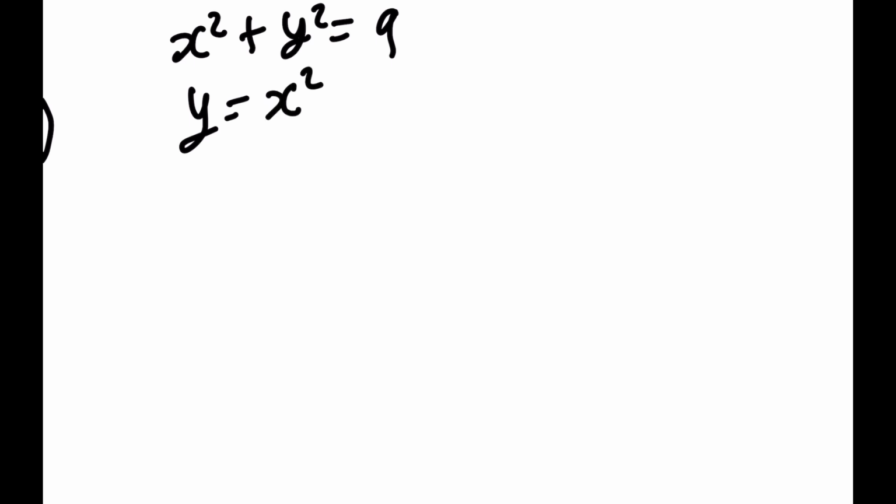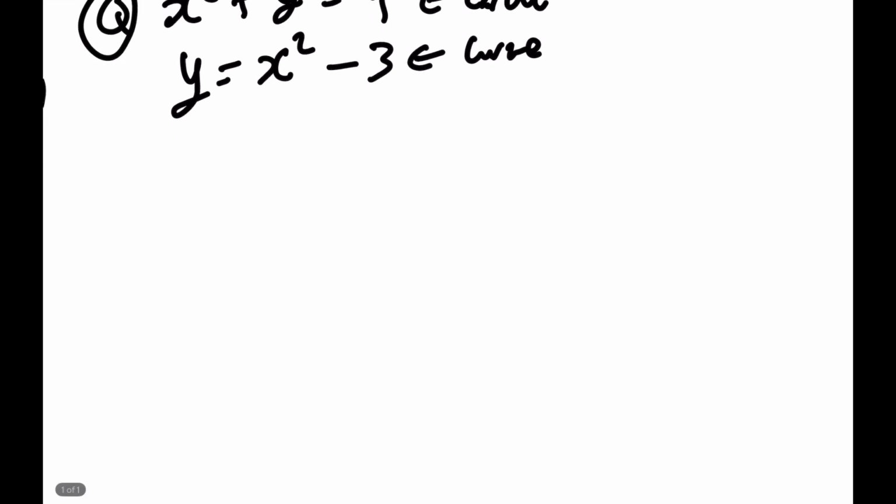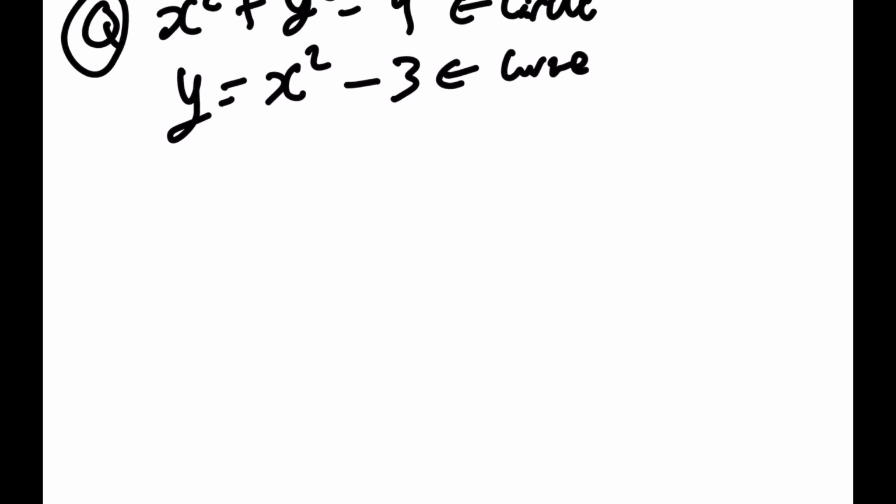So say we have a circle of equation x squared plus y squared is equal to 9. And we have an equation of y is equal to x squared minus 3. So this is a circle, and this is a curve. And let's find the points of intersection. So we would use simultaneous equations, right?